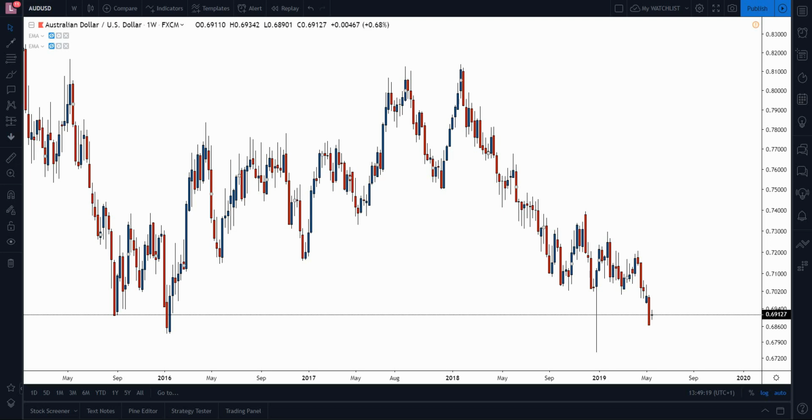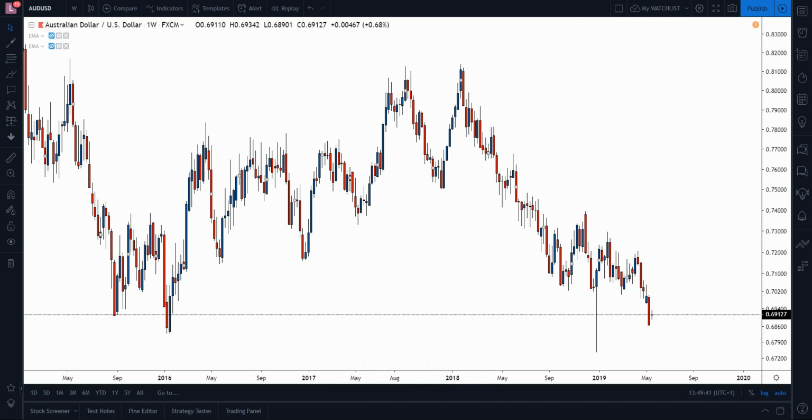Had a great weekend. Okay, so it's Monday the 20th of May 2019, start of a new trading week. So let's have a look at some different trade potentials, see what we're looking at. And what is of interest right at the moment is the Aussie dollar.